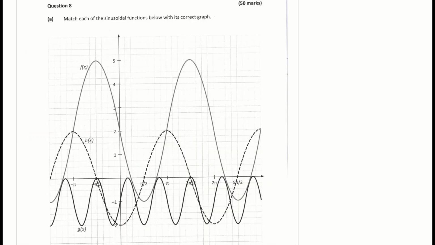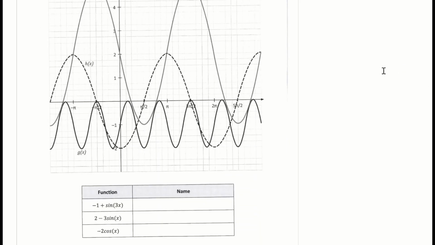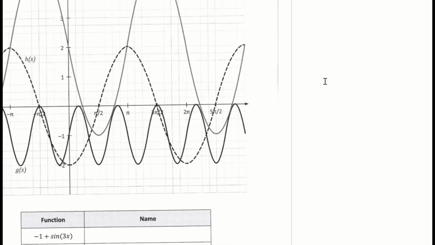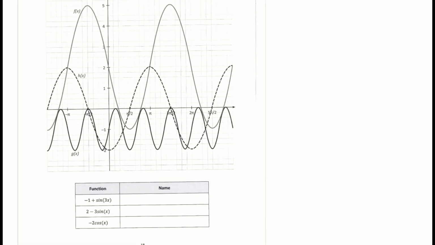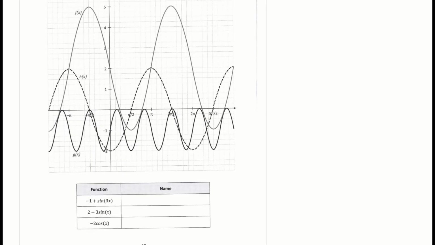So question 8a wants us to match the graph here to a particular function in the table down here. They've given us the 3 functions and 3 graphs: g of x, h of x, and our third one there is f of x. So we basically just need to match the 3 graphs to the function. Different ways you can do this.